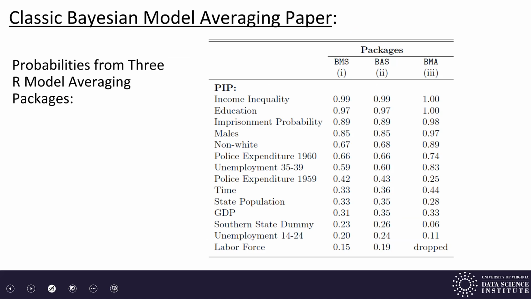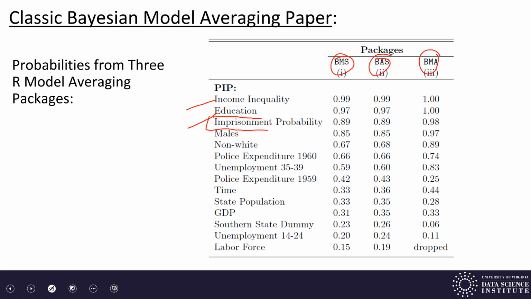There are some different packages in R, and so here's the output from these 3 different packages: BMS, BAS, and BMA. And we have the probability for each of the different factors. And so we see income inequality has the highest probability for being important in prediction of crime rates, and then education. And then third on the list out of all of our predictive variables is imprisonment probability. So that tells us that imprisonment probability has a strong impact on crime rates.